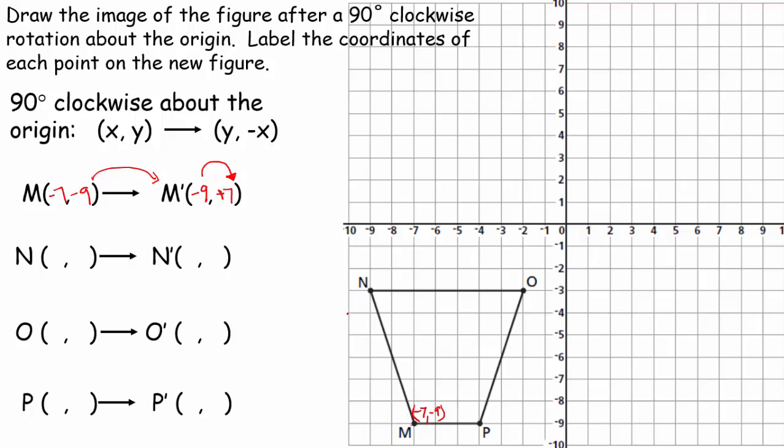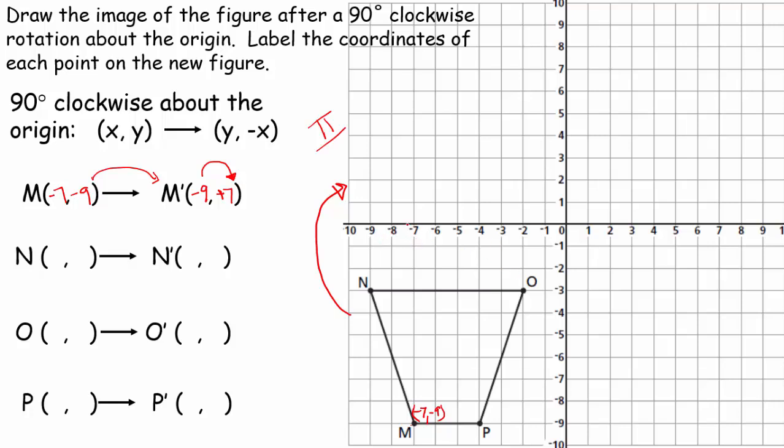If I know my figure is going to be moving to the right, sorry about that, I'm recording at school as you can tell. If my figure is moving to the right, it should end up in quadrant number 2. Would you agree? Let's double check and plot point M prime to make sure that is where it's located.